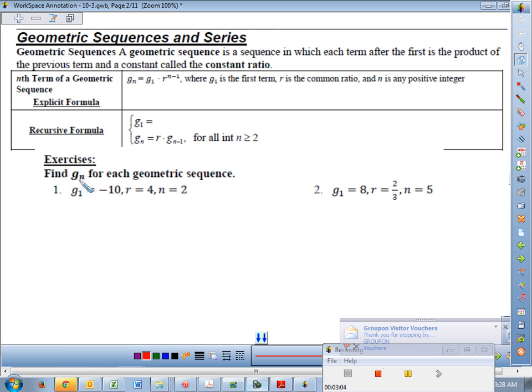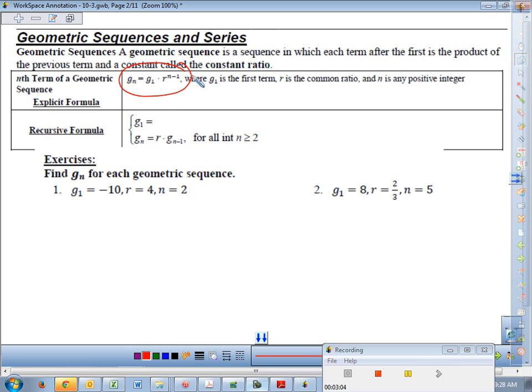Next. For each, find g of n for each geometric sequence. So they tell me the first term, they tell me the ratio, and they tell me n. That's where we're going to start with our generic right here. Cool. We don't know the nth term, if you will. So let's start with the formula. And let's just kind of sub in all we know. We do know the first term, right? We do know the ratio, and we actually know the term number that we want, correct?